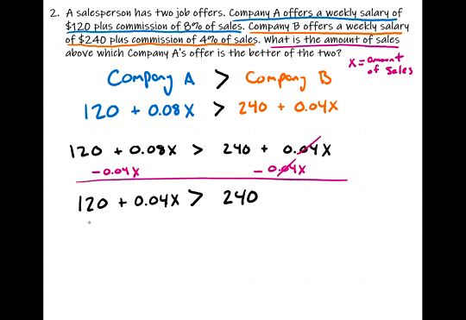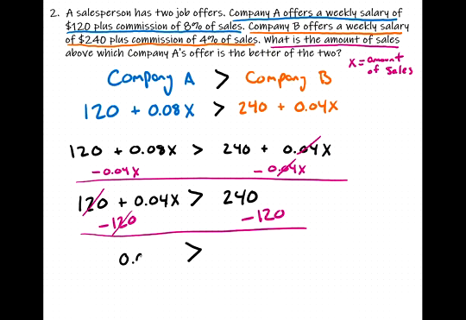So we have a positive 120. Let's get rid of that by subtracting 120 from both sides. On the left, the positive 120, the negative 120, they cancel. So on the left, we're left with just the 0.04X. And on the right, 240 minus 120 is 120.